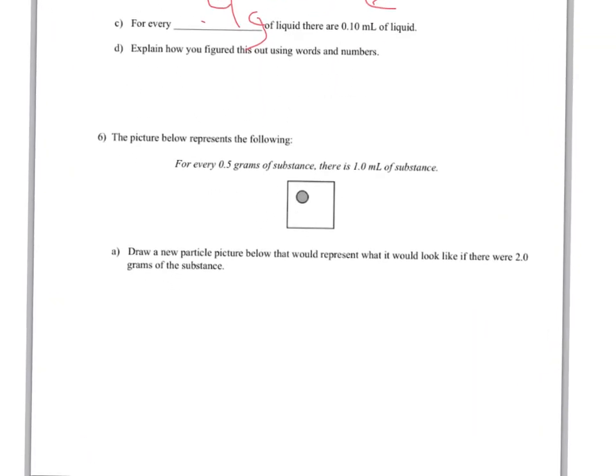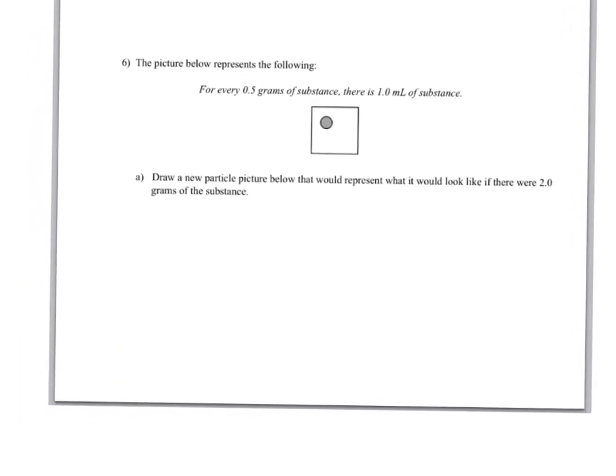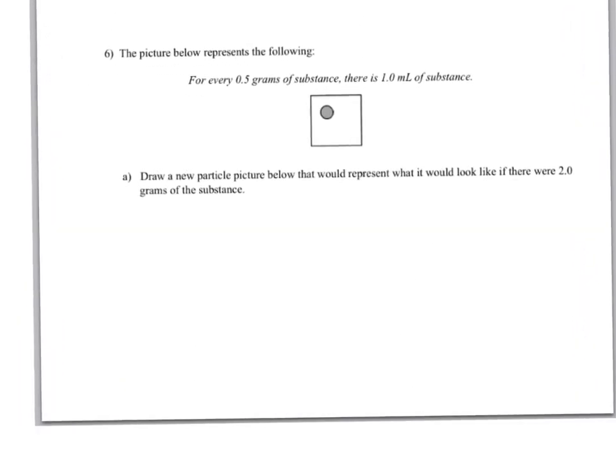And then the last question here, number 6, this picture represents the following. For every 0.5 grams of substance, there is 1 milliliter of substance. Draw a new particle picture that would represent what it would look like for 2 grams of substance. So let's just write that out mathematically. For every 2 grams of substance, there is blank milliliters.